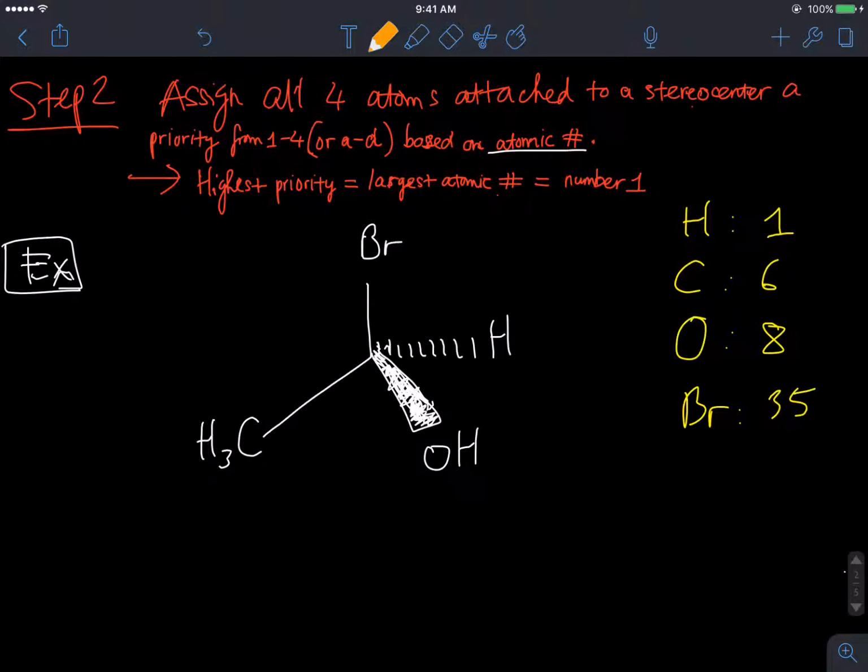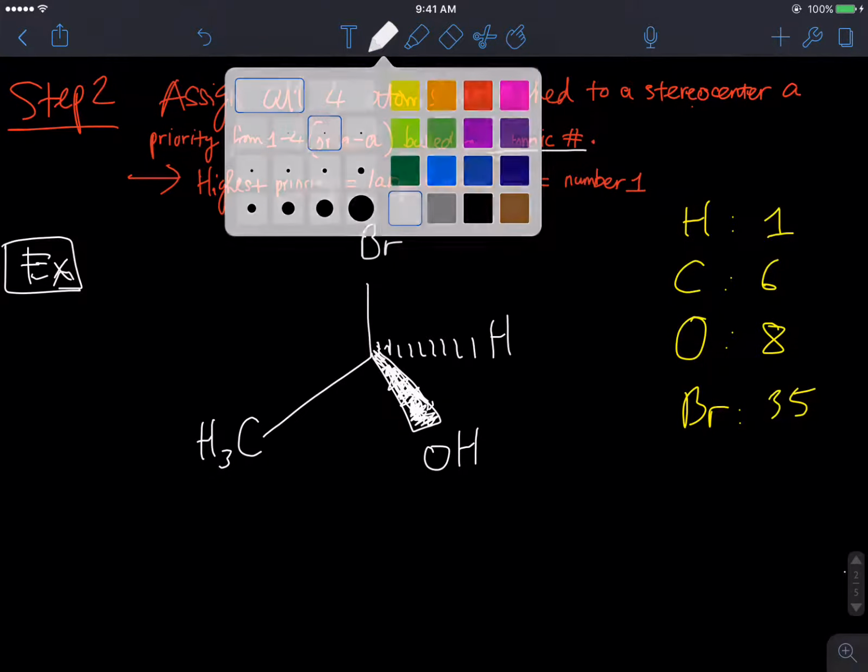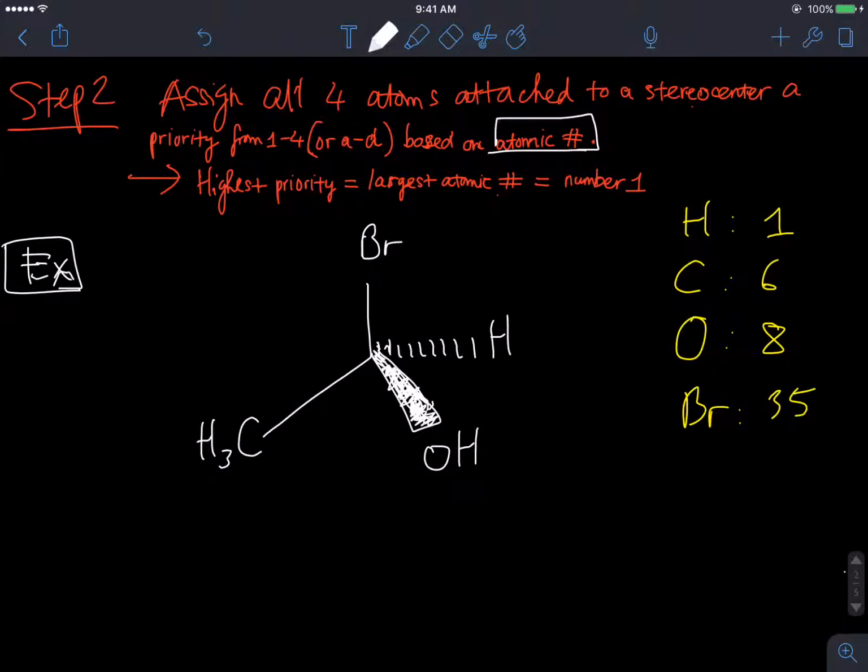Step two: we assign the four different substituents attached to the stereo center a priority from number 1 to number 4, or from letter A to letter D, based on the atomic number. Be careful, here we compare the atomic number, not the molecular weight. So the conclusion is: the highest priority means the largest atomic number, and it is number 1.